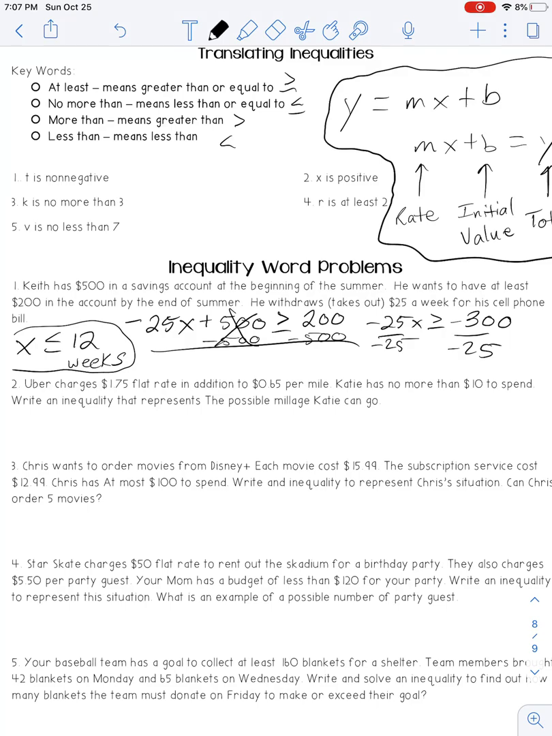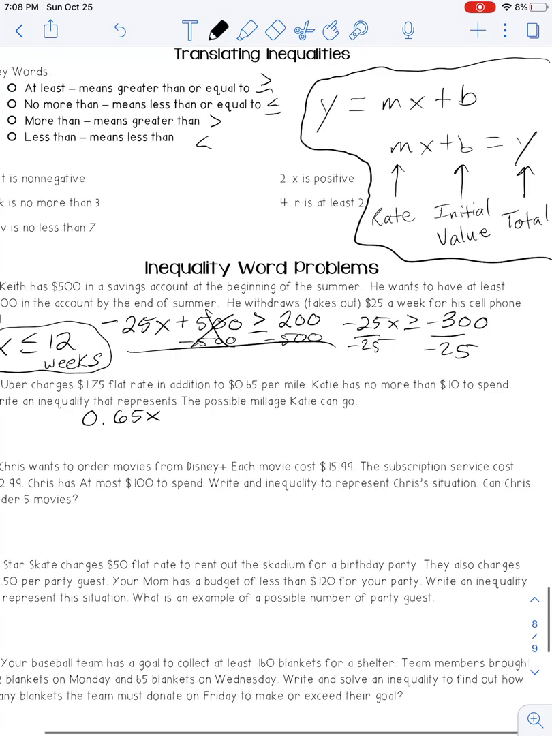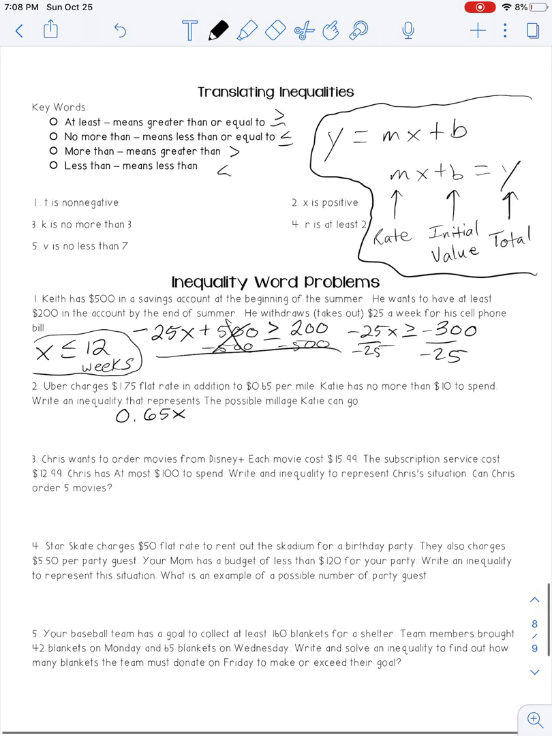All right, number two. Uber charges $1.75 flat rate. Okay, anytime you see the words flat rate, that's generally an initial value. So let's read on. In addition to 65 cents per mile. So obviously that one is going to be your rate because it says per mile. And then obviously the $1.75 is your flat rate.